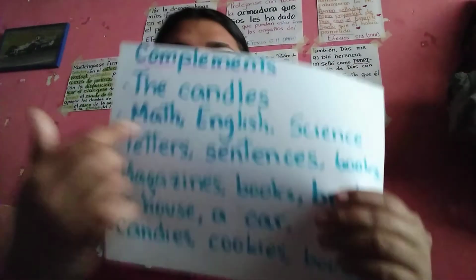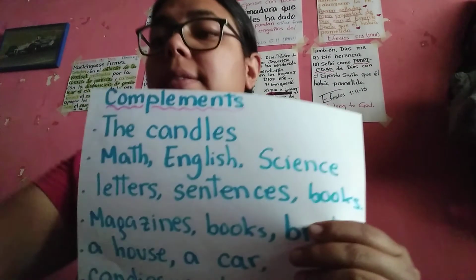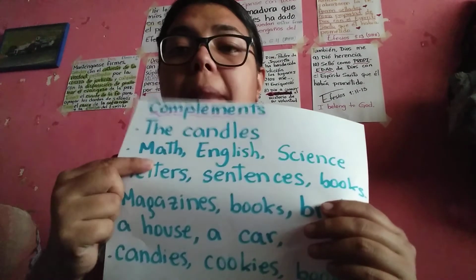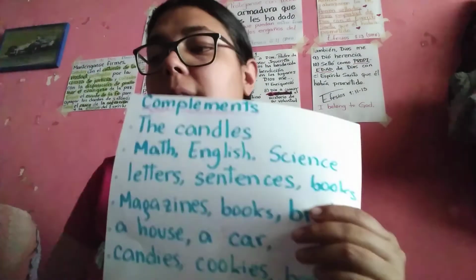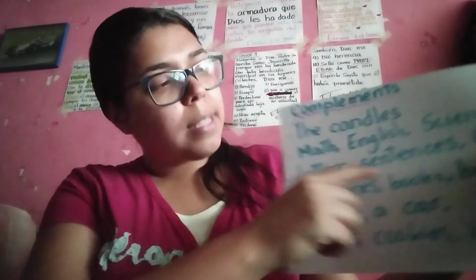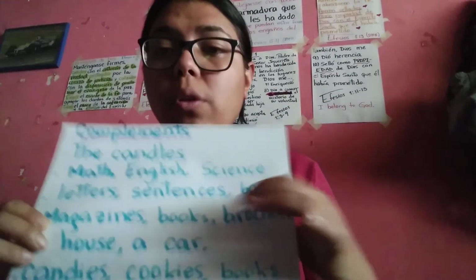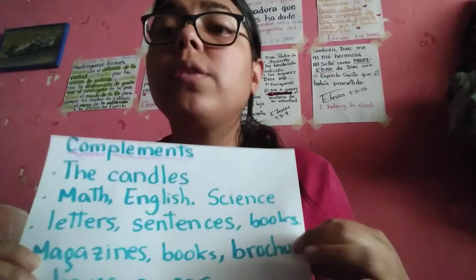I also have math, English, science that corresponds with the verb studied. I studied math, English, science. Then we have the verb wrote. What did I write? I wrote letters, sentences, books, poems, songs, right? Then I have read. What did I read? Well, I read magazines, I read books, I read brochures, I read newspapers, right?